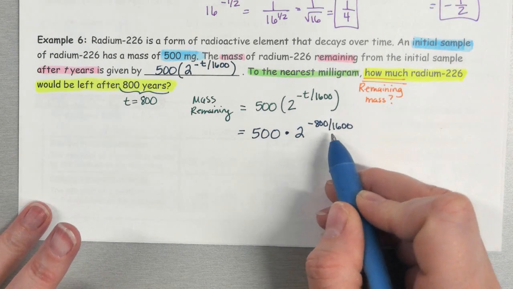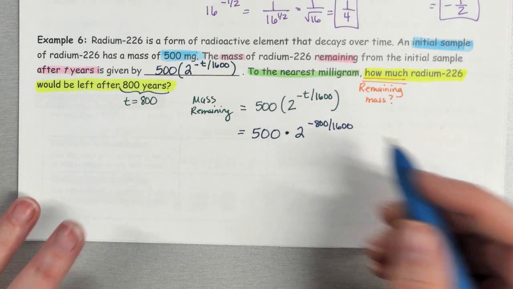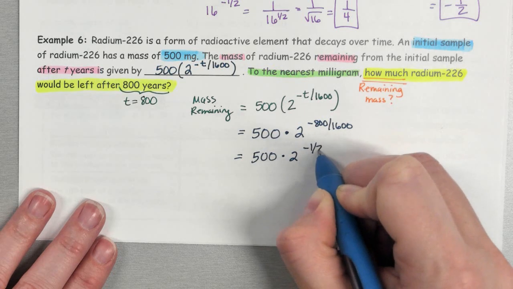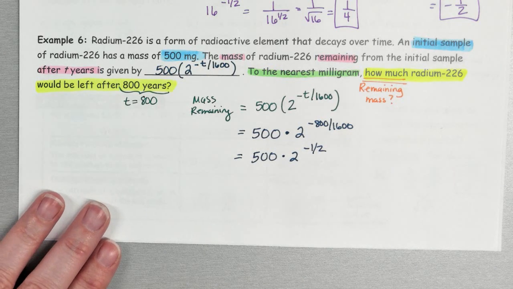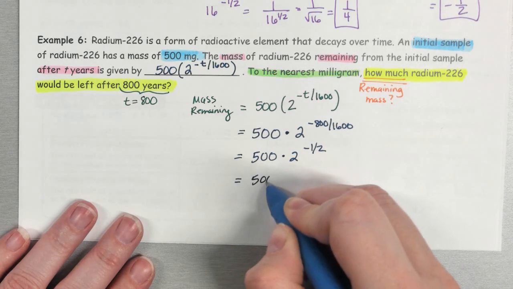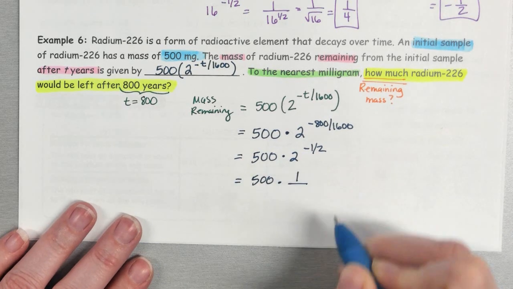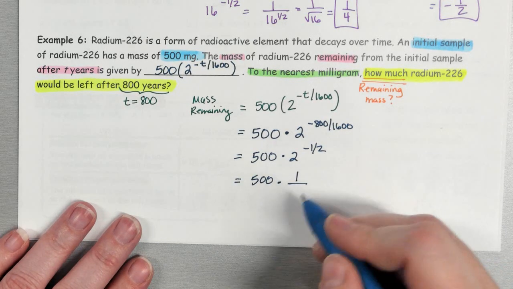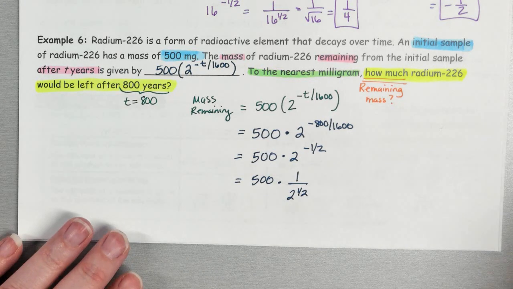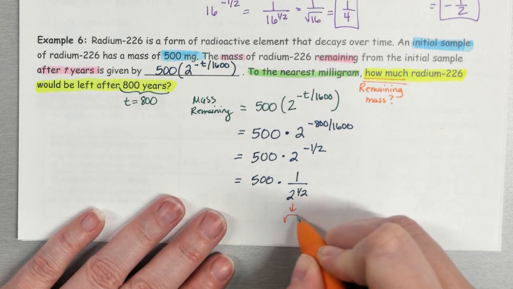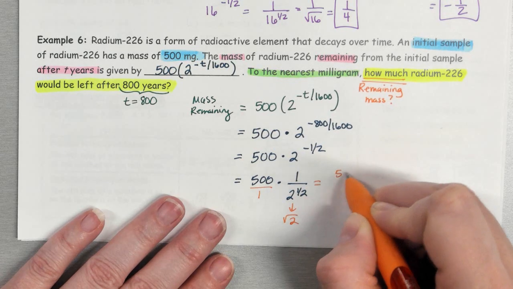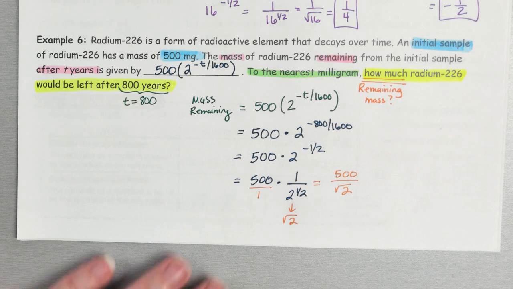In 800 over 1600, what is that ratio? Yeah, so this will be negative 1/2. So of course, if it's a negative, what do we have to do with that? Yep, so it would be 500 times 1 over, do we also know what the 1/2 is going to change to? Yep. So if this is the square root of 2, we can rewrite this. So think of this as over 1, right? 500 over root 2. Okay?